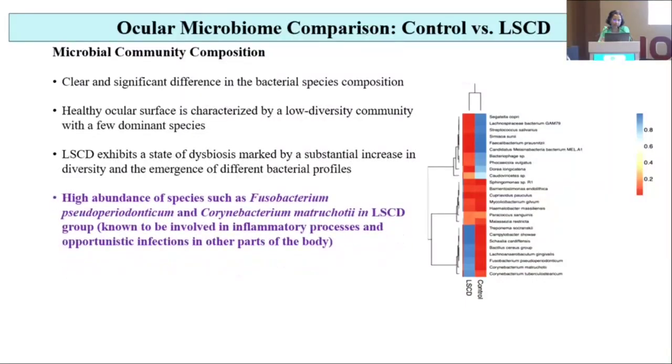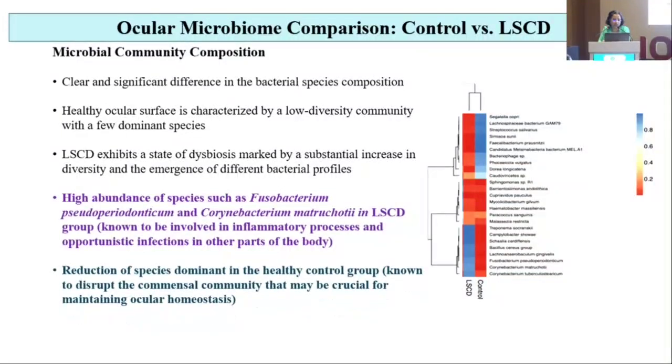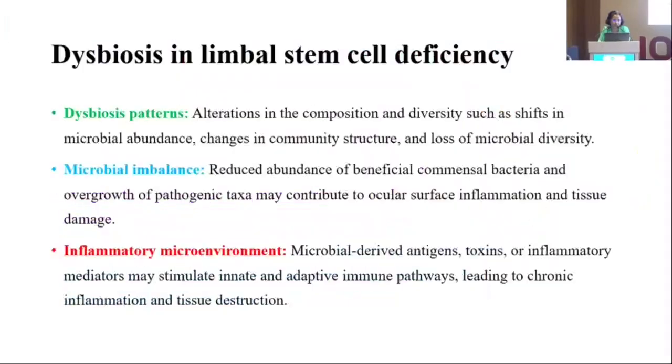So in the patients that we studied, we found a high abundance of species like Fusobacterium and Corynebacterium matruchotii, which are associated with inflammatory processes elsewhere in the body. And there was a reduction in the core microbiome or the normal commensal community that is present. So that is the reason for disruption of the ocular homeostasis in these patients. So these patterns were then seen in these patients. There's an alteration in the diversity and a shift in microbial abundance in these patients.